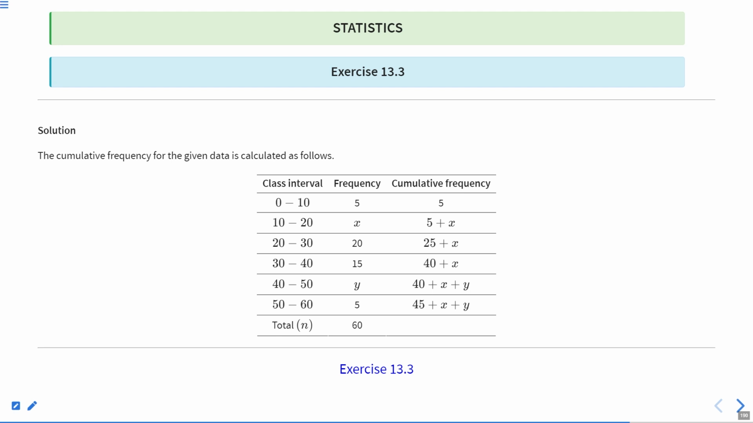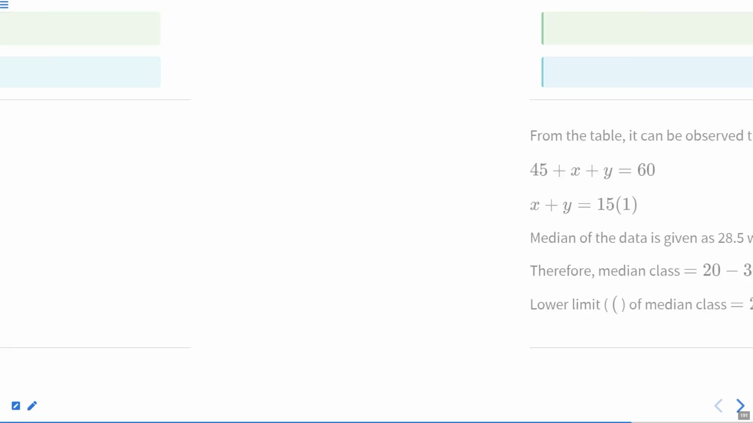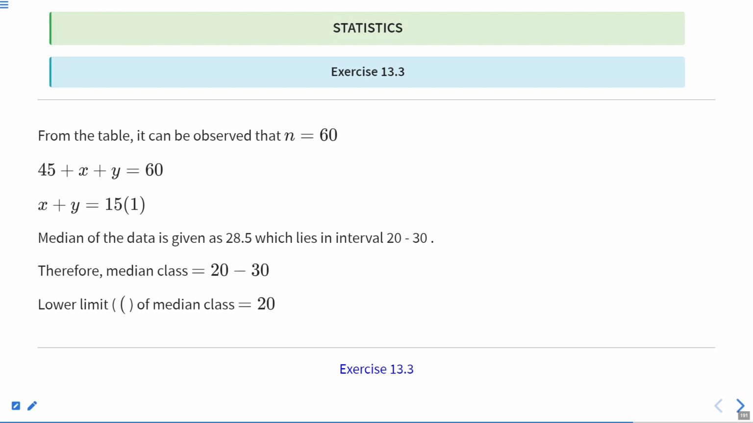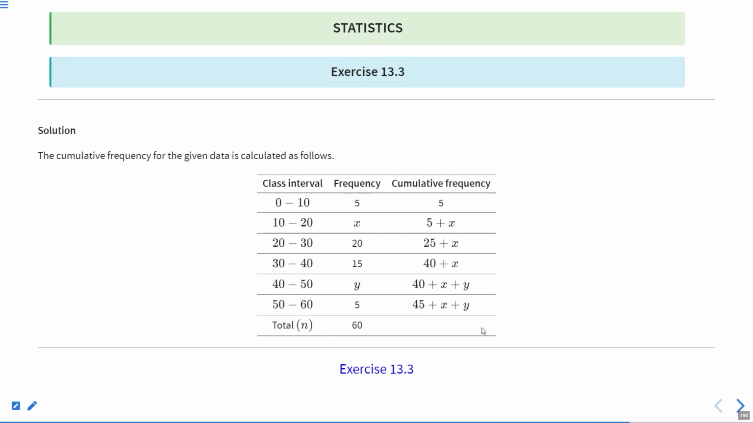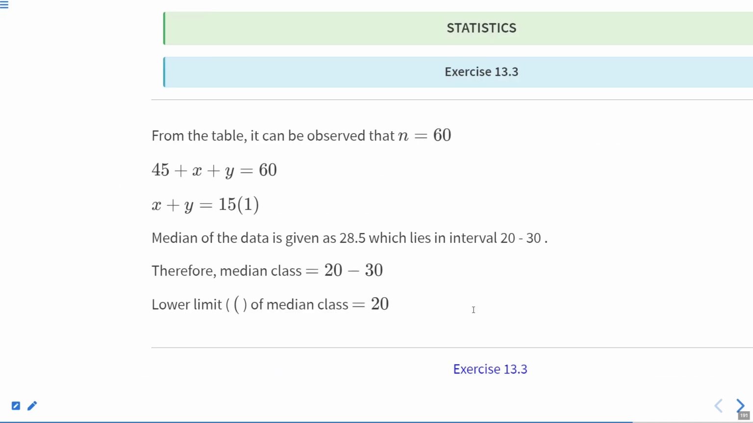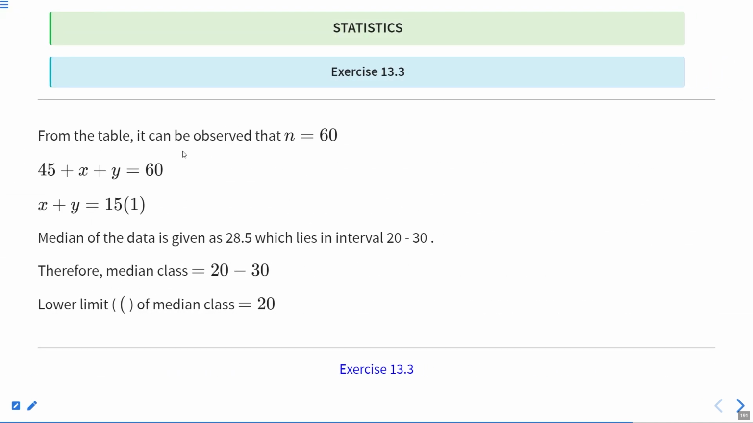Okay, and for the class 50 to 60, the frequency is 5, and the cumulative frequency is 45 plus x plus y. And here the total frequency is equal to 60, that is given to us in our question. So from the table it can be observed that n is equal to 60, and the total cumulative frequency is 45 plus x plus y. So from this given information, we get the equation 45 plus x plus y is equal to 60. Okay, and it implies x plus y is equal to 15, and we name this equation number 1.